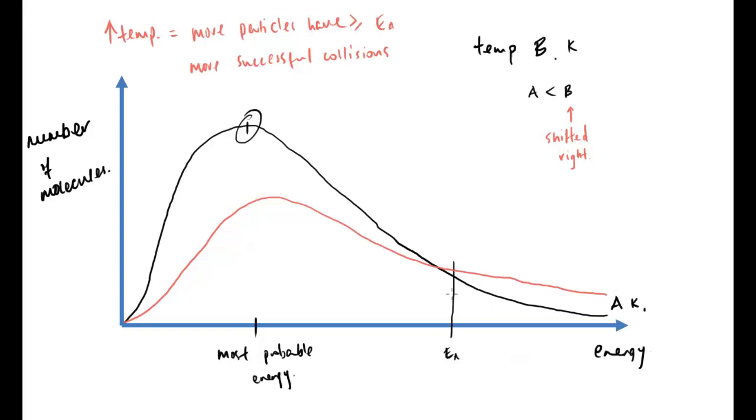This is any question where they're talking about how the increase in temperature increases the rate of reaction. This is the kind of answer you're going to be throwing out. More particles have greater than or equal to the activation energy. Or you could say significantly more particles have greater than or equal to this activation energy. Therefore, more successful collisions.